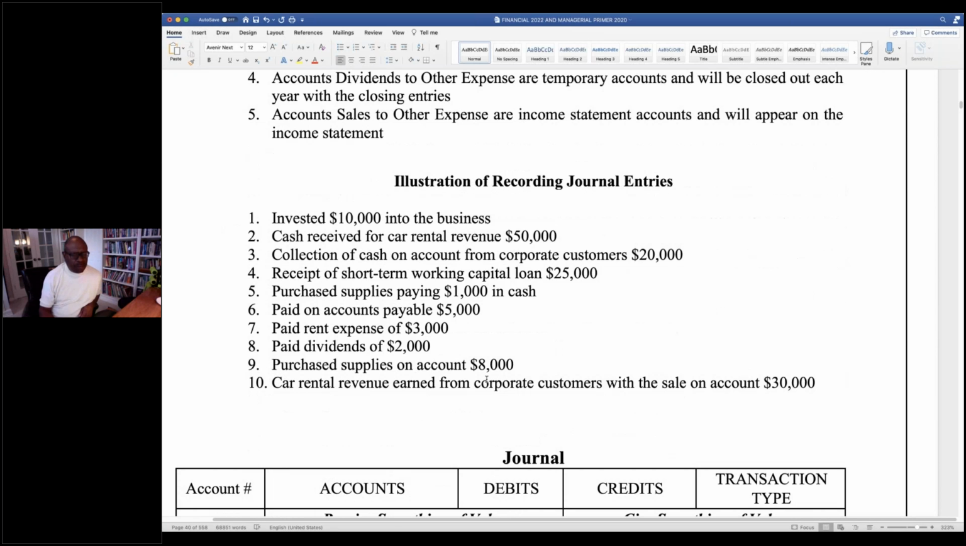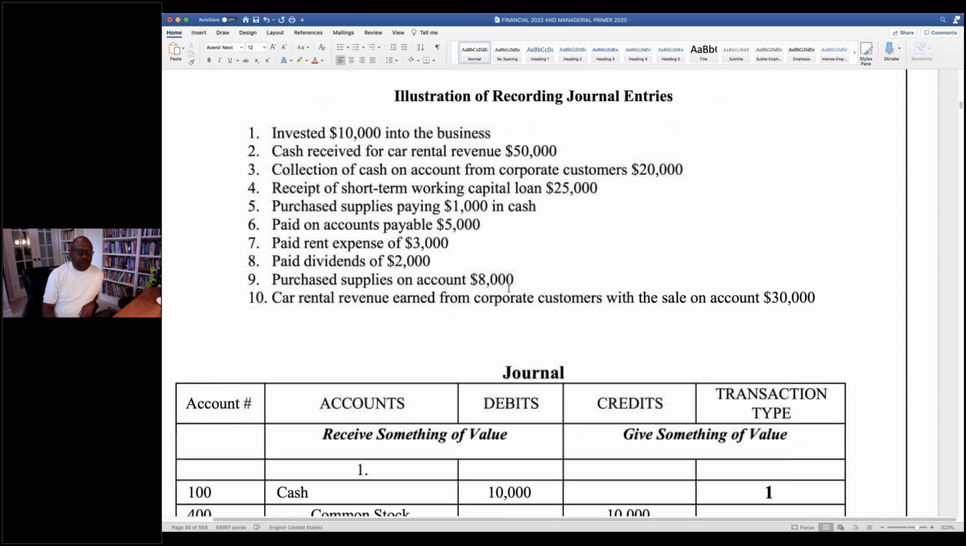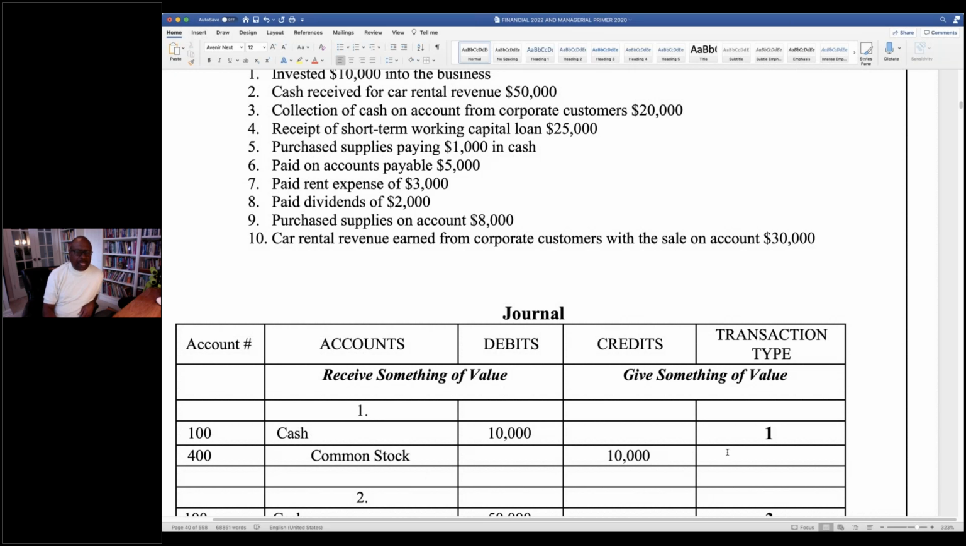And then we had this problem that we worked on. In this problem, we invested $10,000 into the business. And we said that you do what? Debit cash, credit common stock. As a type 1, these are the accounts. Any question on how we get this journal entry?